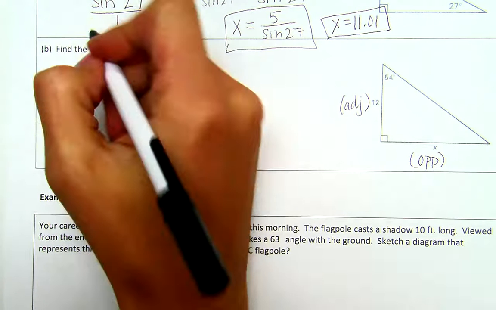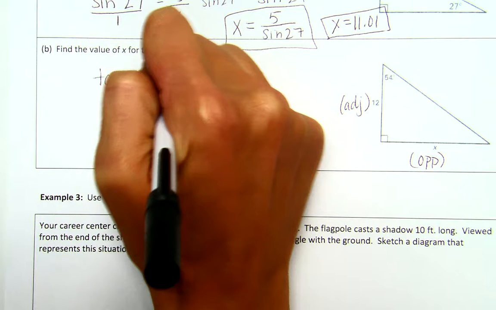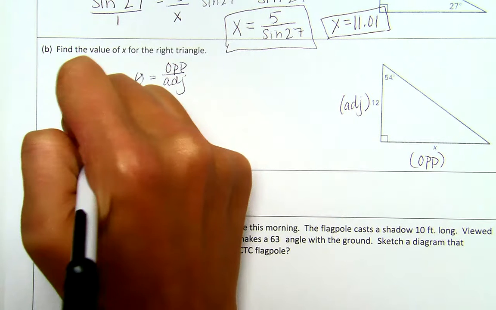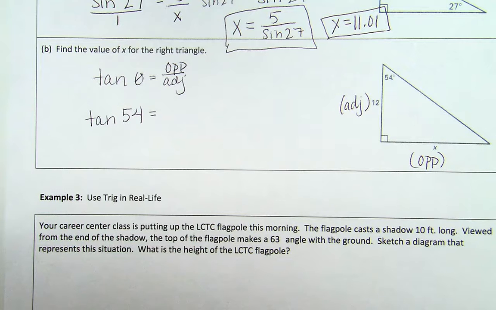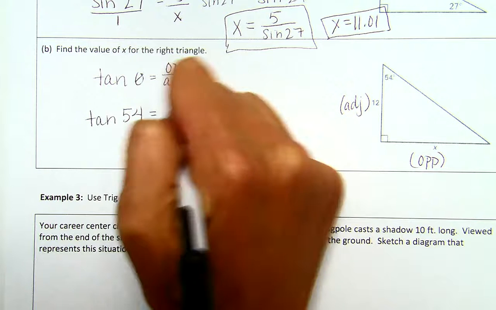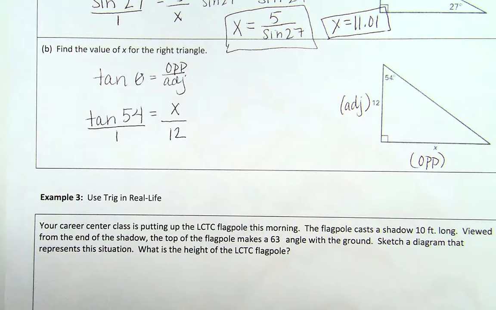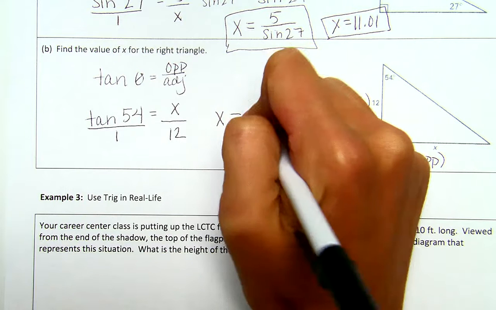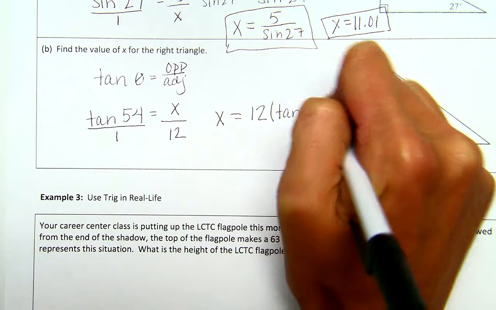So to set this up, I know that my tangent of theta is equal to opposite over adjacent. 54 goes in for theta, which is given to me, so tangent of 54 is equal to my opposite side length, which is x, over my adjacent side, which is 12. Stack both of them, cross multiply. 1 times x is x. 12 times the tangent of 54 is 12 times the tangent of 54.